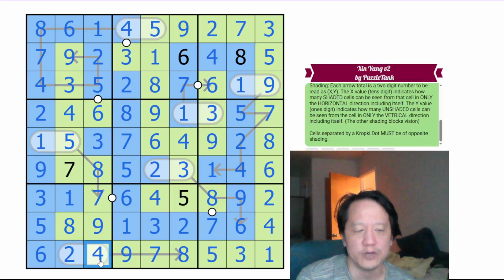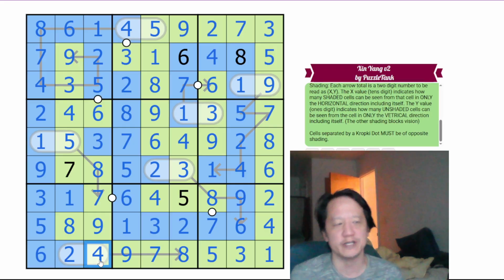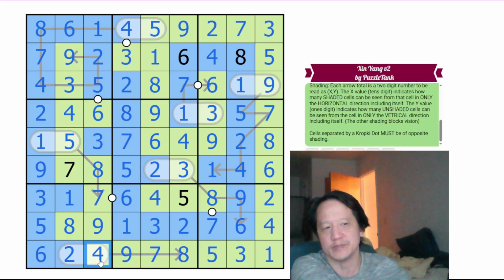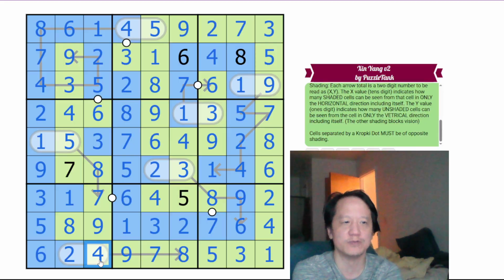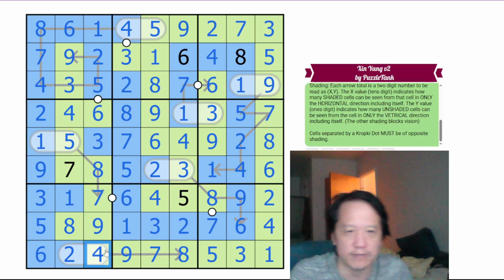But I hope you guys got through this with me and understood the logic behind it. I was hoping this would be a nice introduction to Yin Yang shading, but I don't think it is. Because it's much more difficult than very easy. I'm not sure what the graders or the raters are thinking when they rate this as very easy.